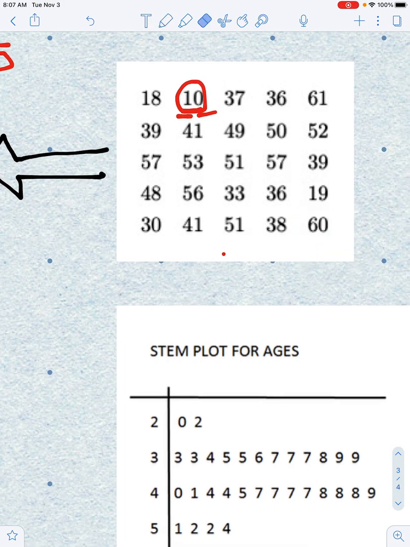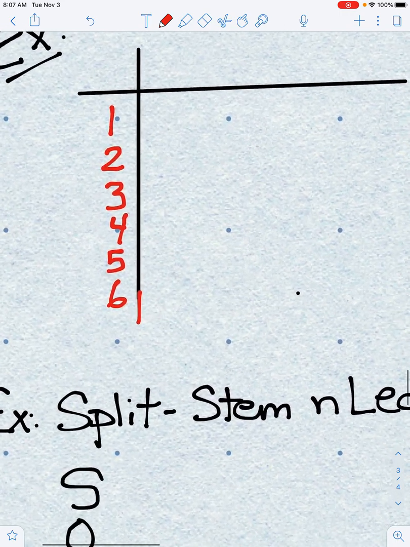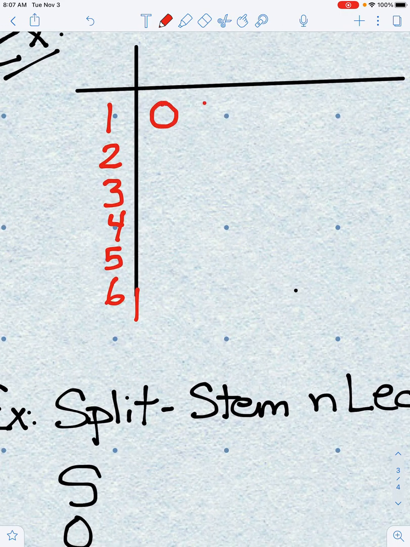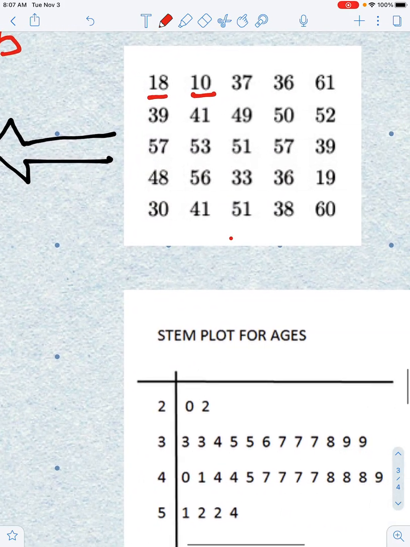I'm going to start with the low numbers. And first of all, go through and underline all the ones that have a stem of 1. So I've got a 0 and an 8. And it's important that you list them out in that order. Right? Now I'm going to look at the 20s, and I don't see any 20s, so I don't put anything in the 20 list in the 2 stem.